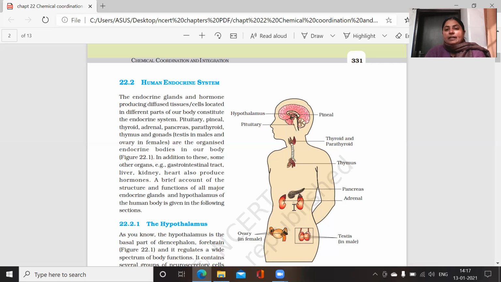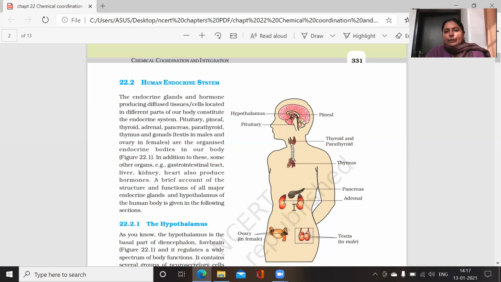Okay, students, then after your stomach, a very special type of gland is present, which acts as both an exocrine as well as an endocrine gland, and that is your pancreas. So this pancreas performs dual function. It behaves as both an exocrine and an endocrine gland.